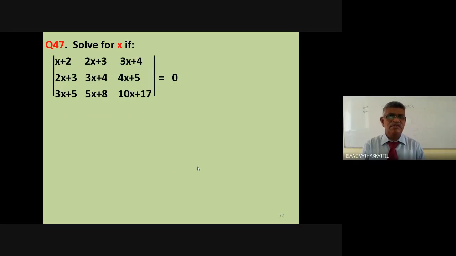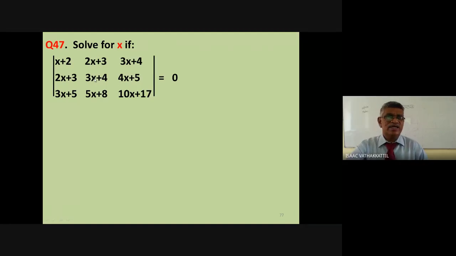Looks like big numbers, but nothing to worry. Can you suggest a step here? Of course, it is not unique. You can proceed in your way. I proceed in my way. I found it comfortable. You have to analyze each element. x plus 2, 2x plus 3, 3x plus 4, 2x plus 3, 3x plus 4, 4x plus 5. See the ascending terms: 1, 2, 3, 2, 3, 4. x, 2x, 3x, 2x, 3x, 4x, 2, 3, 4, 3, 4, 5.